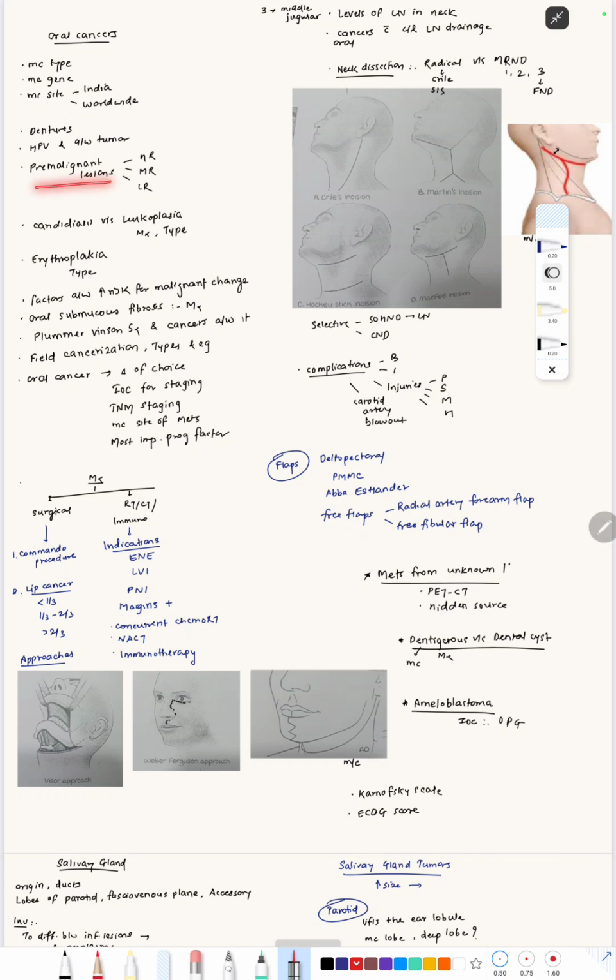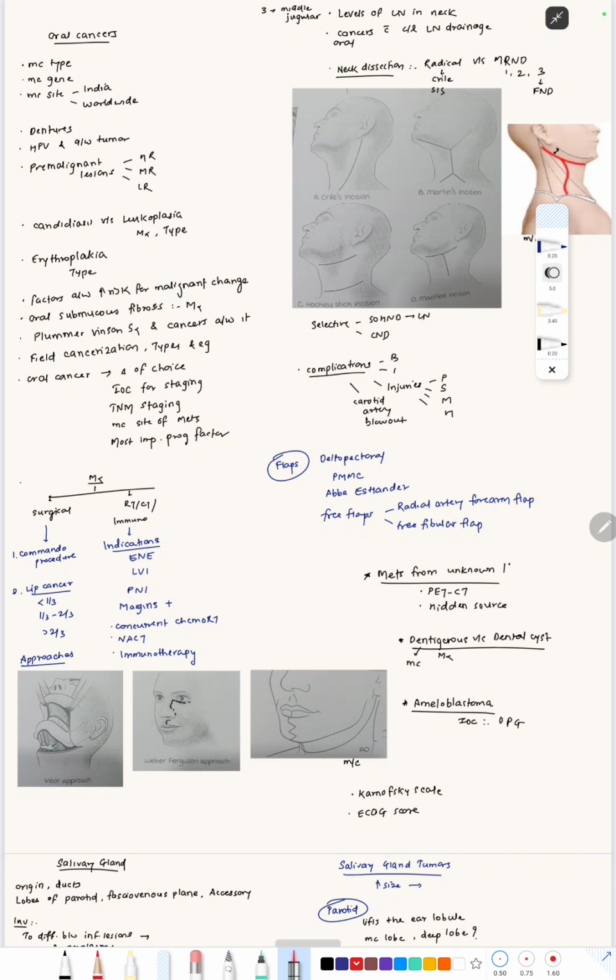Now, the pre-malignant lesions have been divided into high risk, medium risk, and low risk. The high risk consists of hyperplastic candidiasis, leukoplakia, and erythroplakia. The examples of medium risk are oral submucous fibrosis and syphilitic lesions. Then the low risk groups consist of oral lichen planus and discoid lupus erythematosus.